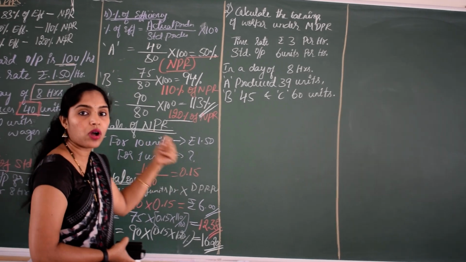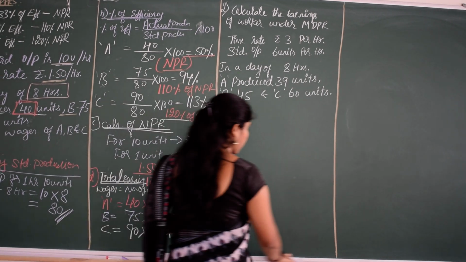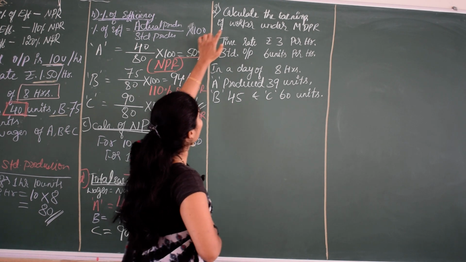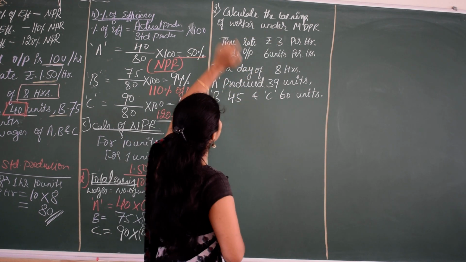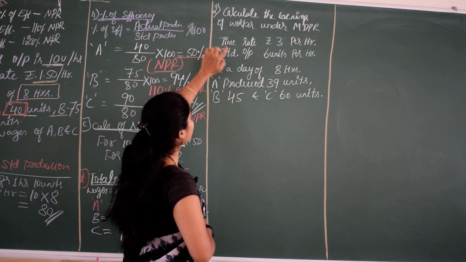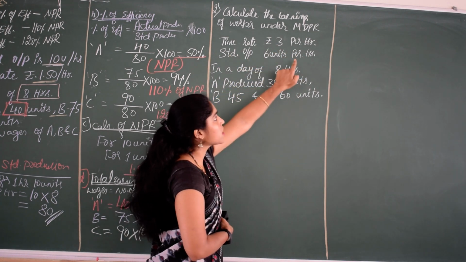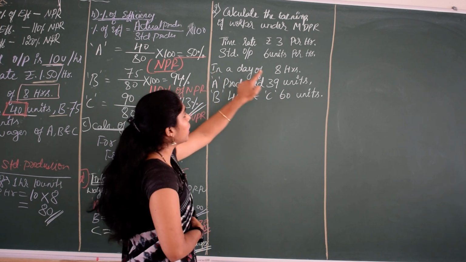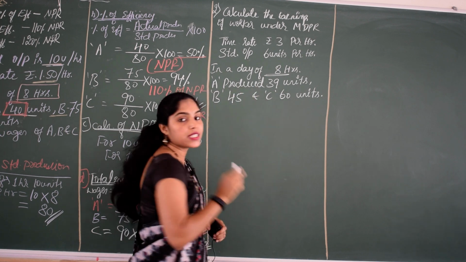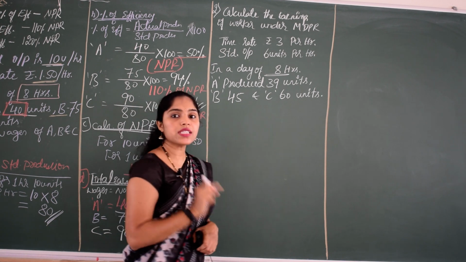One more problem on the same merit differential piece rate system. First I will explain the problem. Calculate the earnings of worker under merit differential piece rate system. Time rate rupees 3 per hour, standard output 6 units per hour, and in a day of 8 hours, A produces 39 units, B produces 45 units, and C produces 60 units.